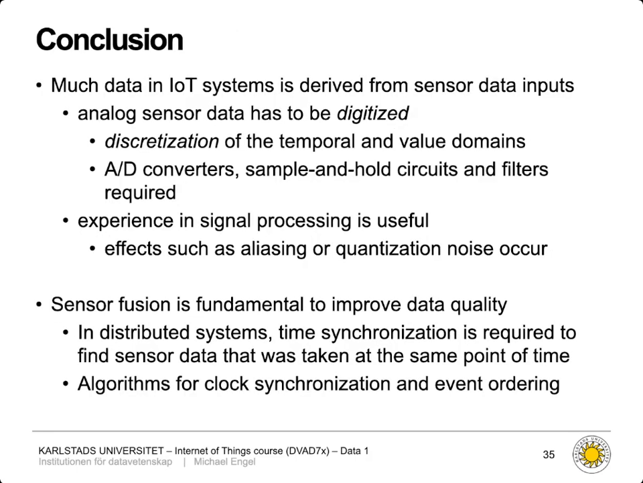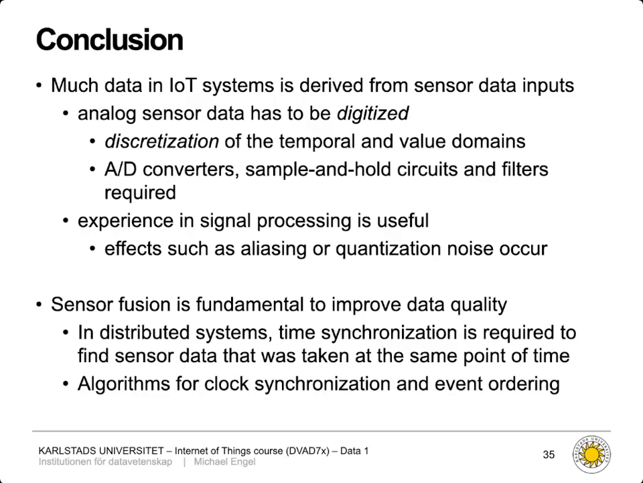All right. So this was a lot of theory. This covered very many different things, from physics to numerics to signal processing to logical clocks to time. What can we conclude? What have we learned today? So we have learned that much of the data in IoT systems is obviously derived from the sensor data we read in our IoT nodes. And we know the analog sensor data has to be digitized, so we need to discretize in the time and value domains. And we do this using AD converters, sample and hold circuits, and filters for the digitization of time and values.